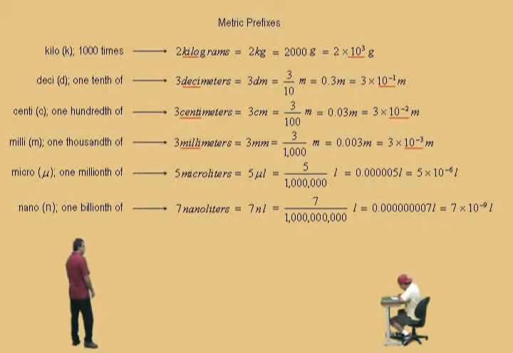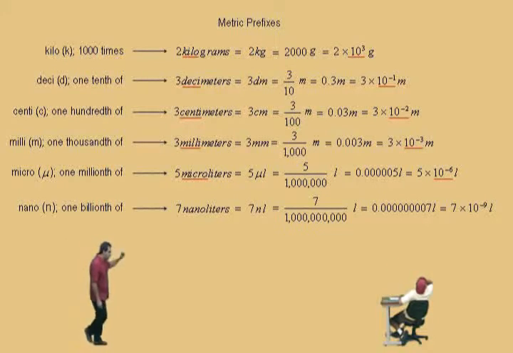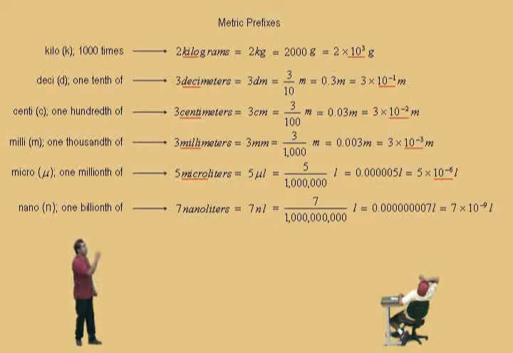Now, let's go to the micro. Remember, micro means 1 millionth of. Look at the scientific notation. That's 10 to the negative 6, which is 1 over 10 to the 6, which is 1 over a million, right? 1 over a million represents micro. So 5 times 10 to the negative 6 liters is 5 microliters.